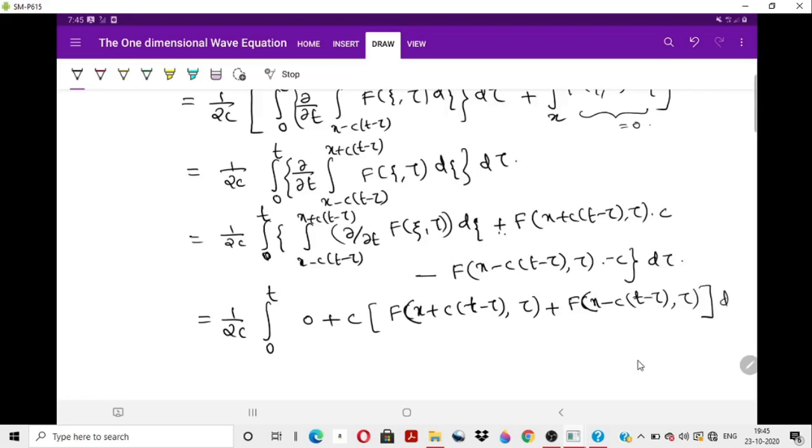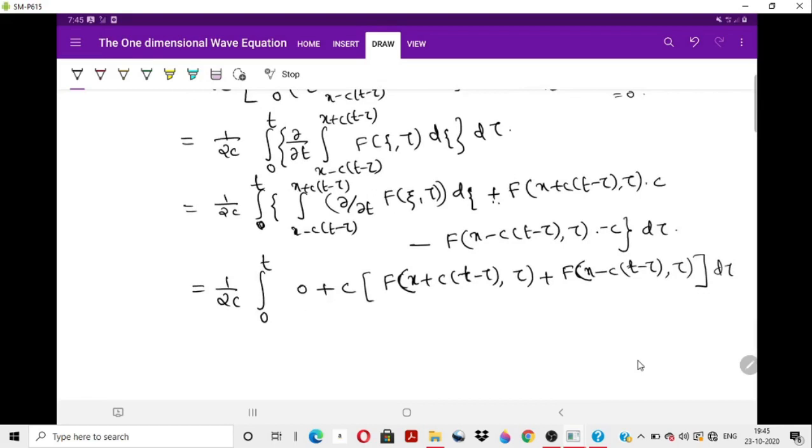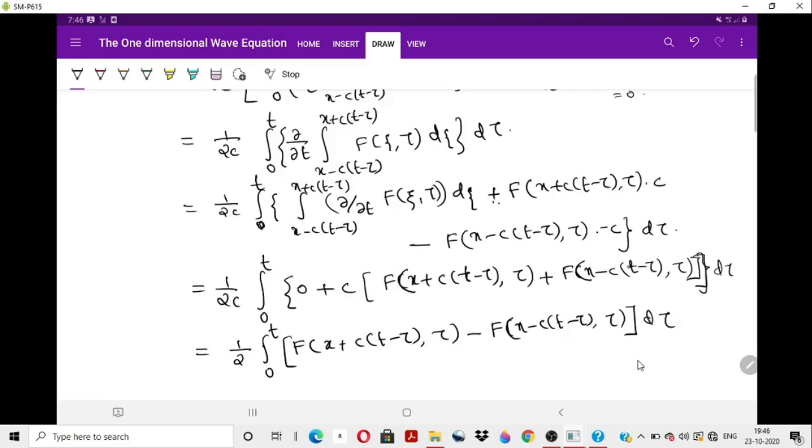Okay, into d tau. So this comes like this. Again this is equal to, we can take this all in bracket, this is in square bracket. 1 by 2c into, we can take c outside. So c gets cancelled. 1 by 2 into integral 0 to t of f of x plus c into t minus tau, comma tau, minus f of x minus c into t minus tau, comma tau, d tau. So this is vt at xt, integral 0 to t.